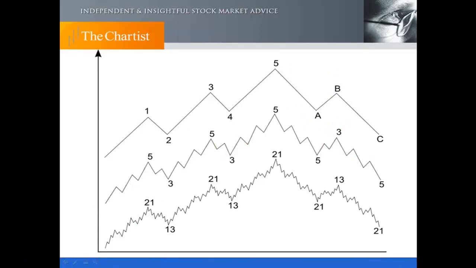If we break it down again, you can see what happens here. So here's our core pattern, 1, 2, 3, 4, 5, A, B, C. But if we break it down to the smaller degree pattern, we've got 5 waves up to 1, 3 waves down to 3, 5, 3, 5, 3. And in fact, if we break them down even further, we've got 21 waves up, 13 waves down, 21 waves up, 13 waves down, 21, 21, 13, 21. So you can see every impulsive wave, that's 1, 3, 5, A and C, are all 21 waves, and every corrective wave, which is 2, 4 and B, are all 13 waves.